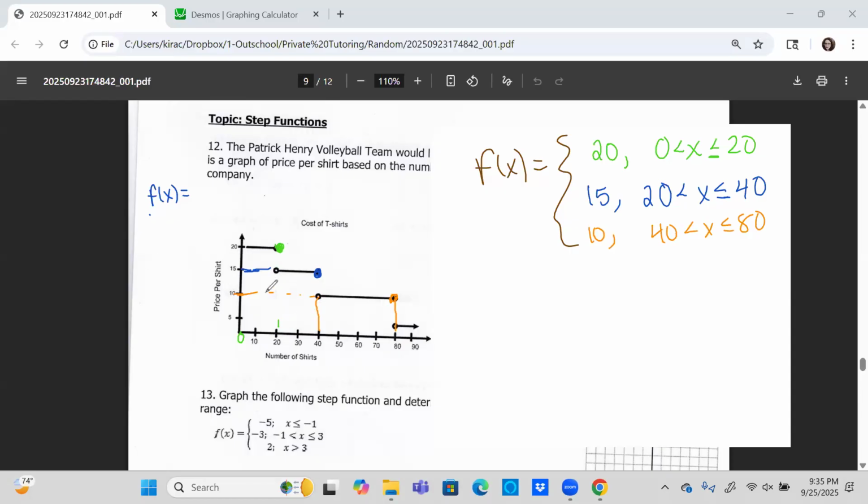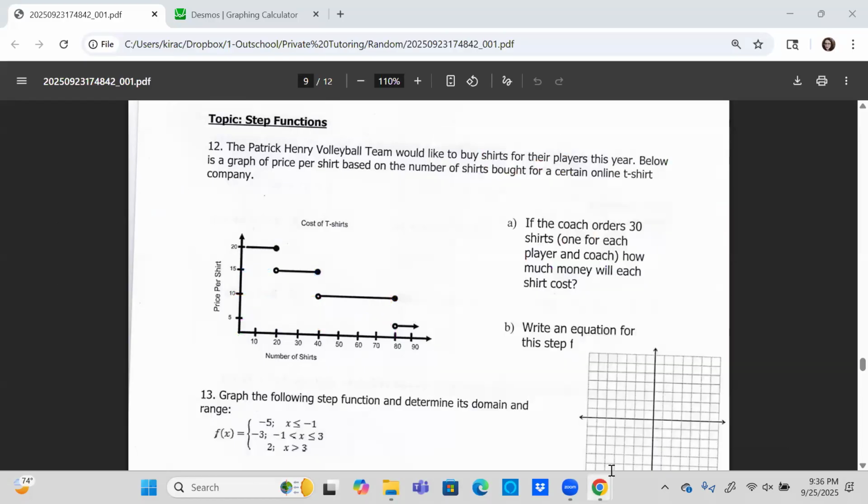And if you're buying a whole bunch of shirts, maybe it's a fundraiser, you sold a bunch of shirts, amazing, good job. If you're getting more than 80, they're only going to cost 5 bucks each. That's a good deal. So 5 if x is greater than 80, not equal because of the open dot. All right, that should be your step function. I'm clearing and checking.